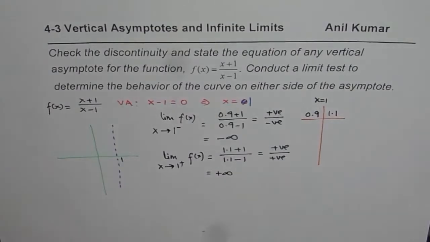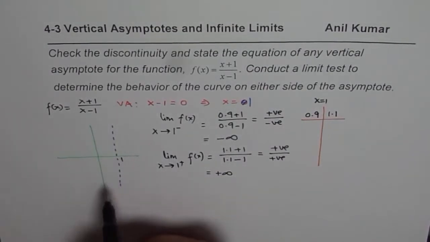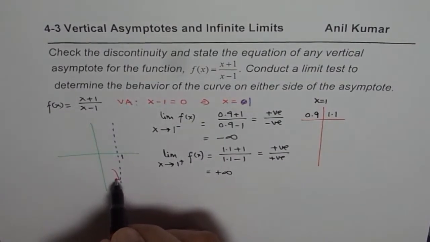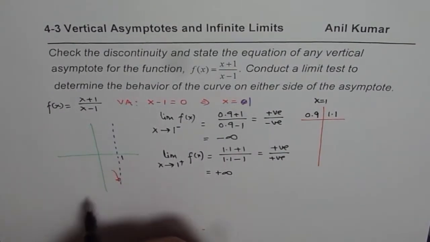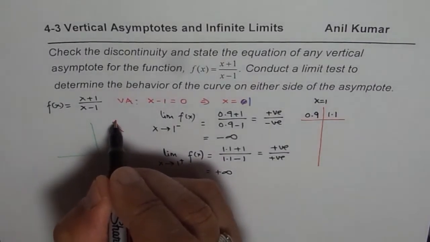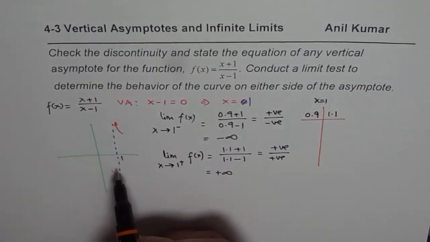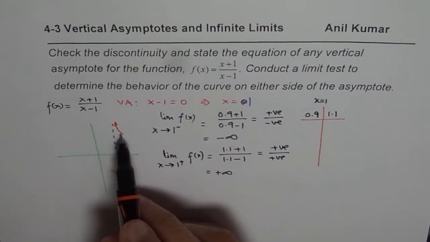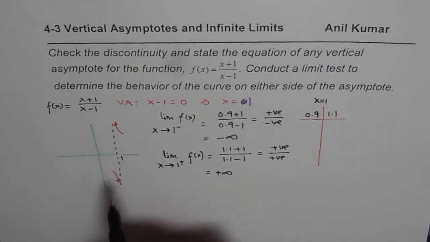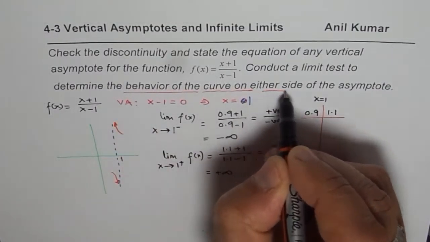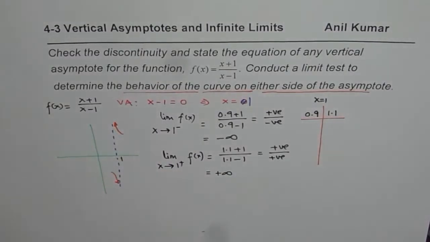Do you see that? So on the diagram, we say that the graph of the function approaches negative infinity when you are approaching x from the left side of the vertical asymptote at x equals 1. And it approaches positive infinity when you approach from the right side. So this is called behavior near the vertical asymptote, right? That's what we mean. What is the behavior of the curve on either side of the asymptote? That is what we're trying to check here, right? So this is what it is.